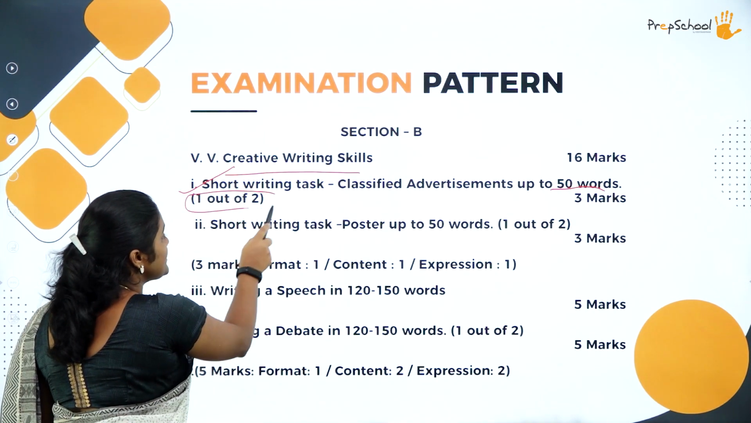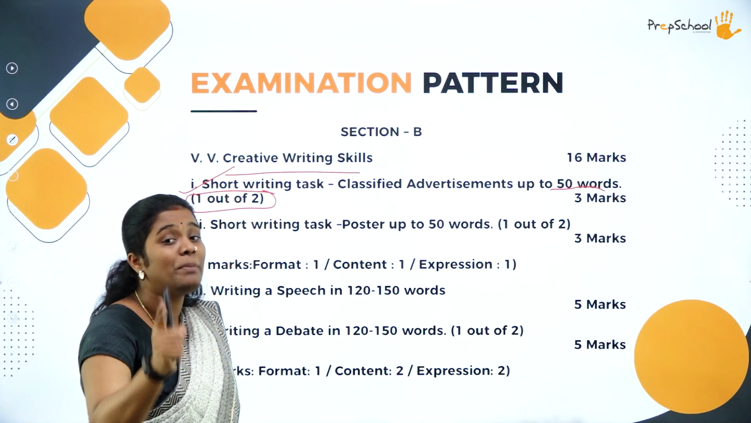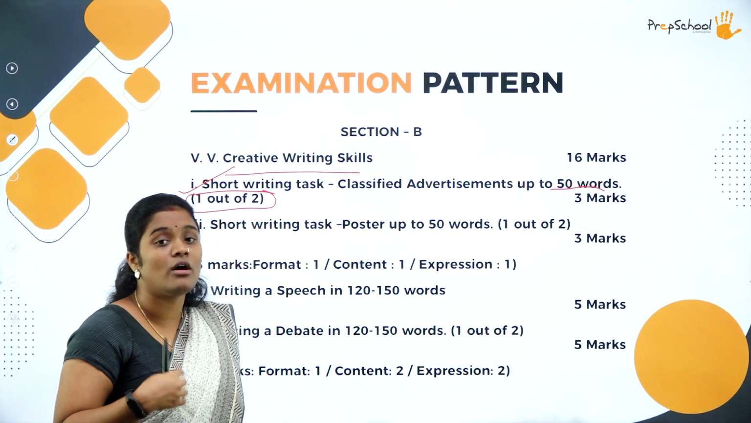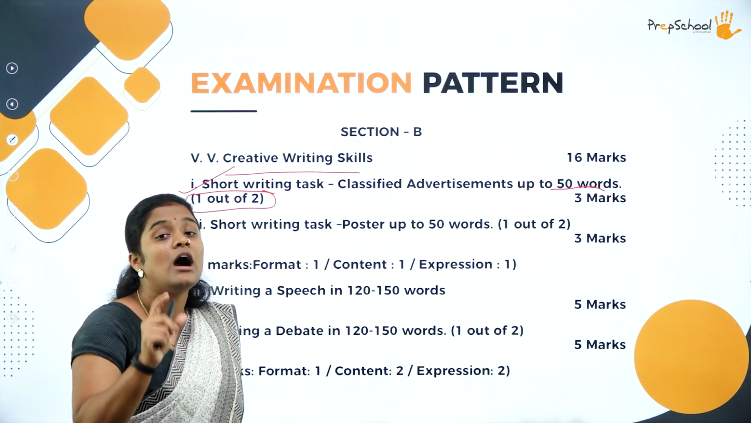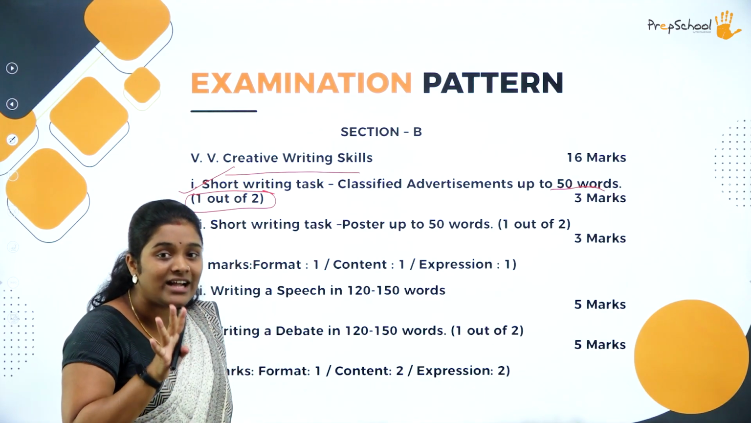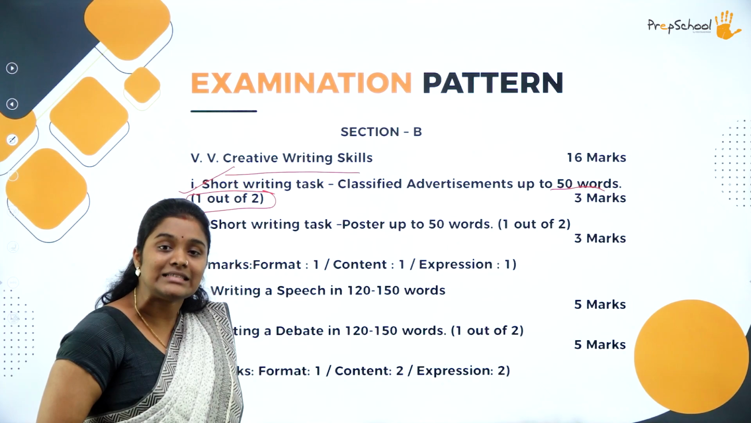There will be 2 questions that will be given. Out of the 2 questions, you pick whatever is comfortable to you, whatever you know, whatever is easier, or you're able to express yourself effectively. Out of the 2, pick one, write up to 50 words and create your classified advertisement. There you go. You're given 3 marks.